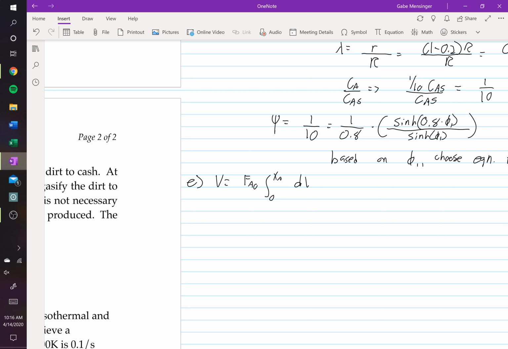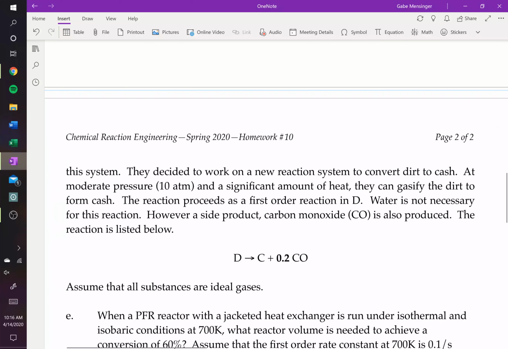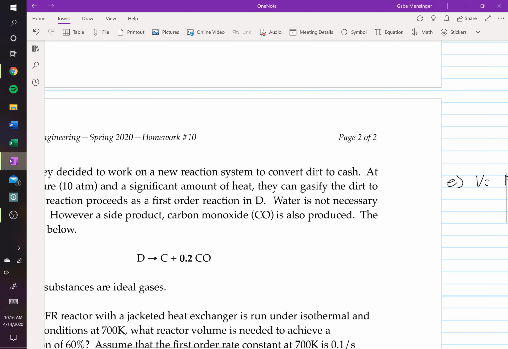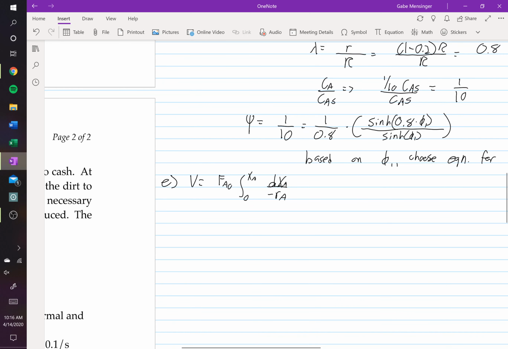This is something you guys should hopefully have committed to memory. It's an important one to know. We have said that the reaction proceeds as a first order reaction in D, which means that we can write minus r_A just as our rate constant times D, our concentration of D.